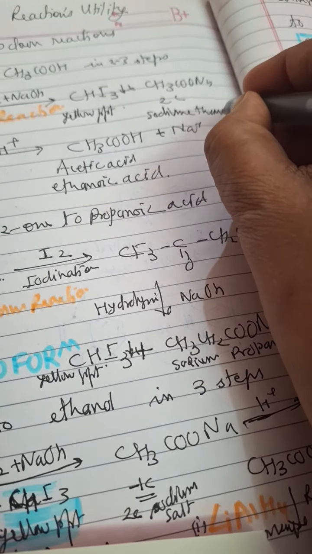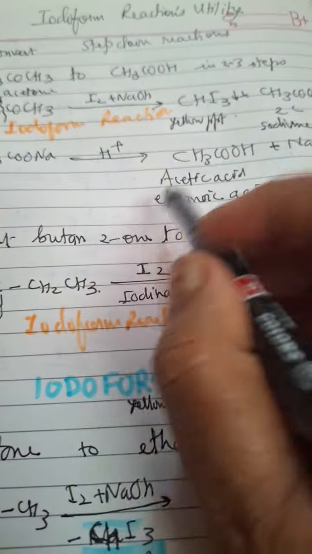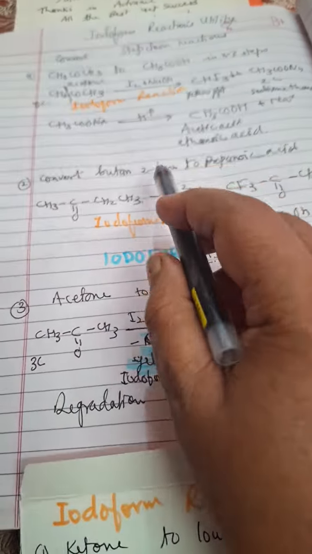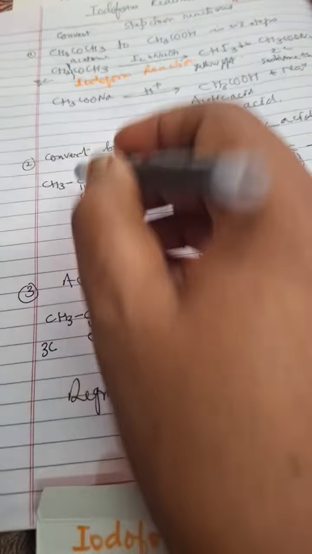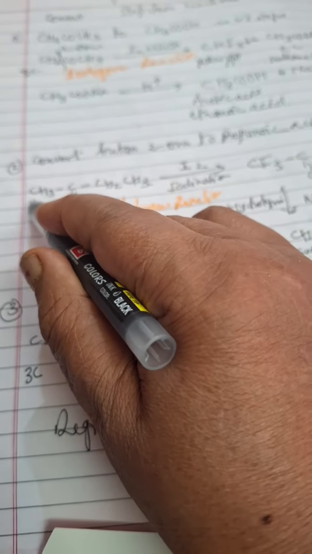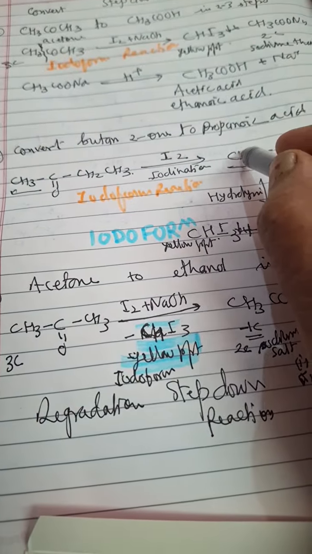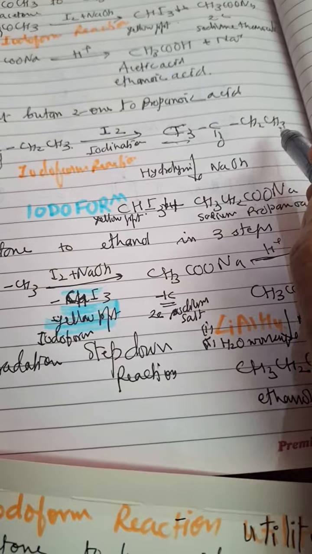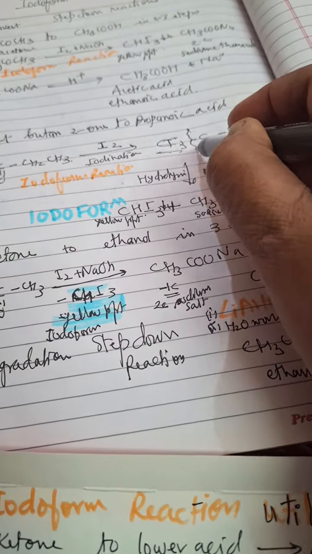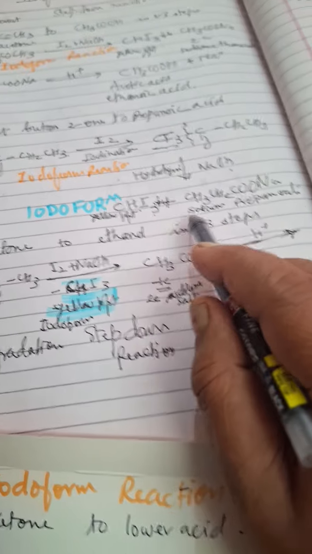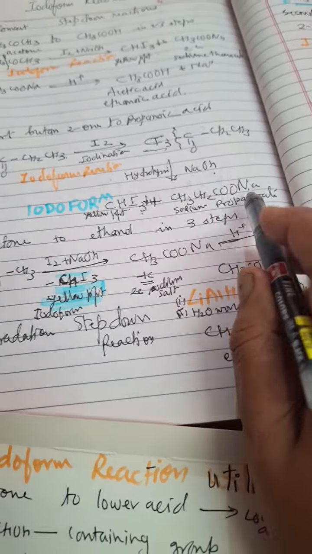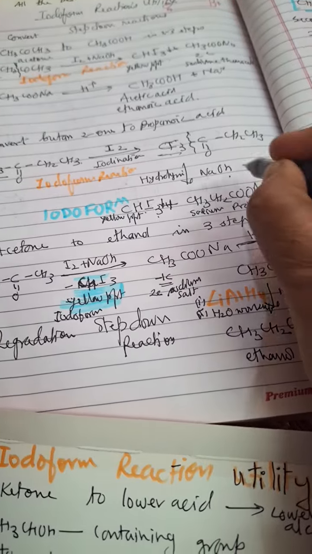So H positive on acidification, we will get acetic acid. Now convert butanone to propanoic acid. This has 3 alpha H, so it will also undergo iodination first. CH3 is converted into CI3, the tri-iodo derivative of the ketone, and then hydrolysis, cleavage occurs from here and we get CHI3, the yellow precipitate of iodoform, and CH3CH2COONa, that is sodium propionate, a 3 carbon acid.